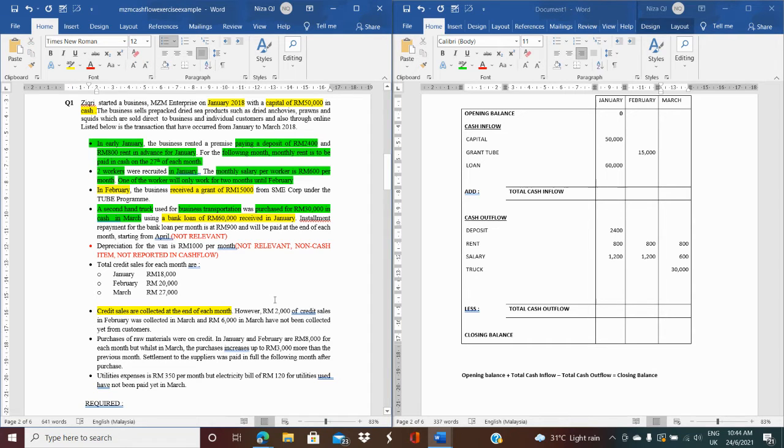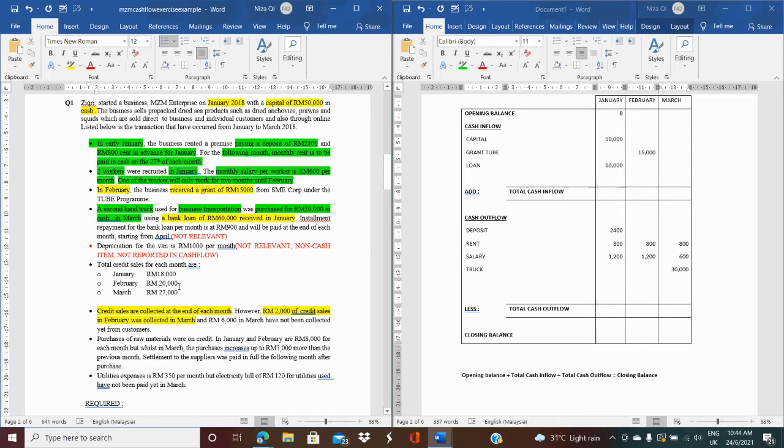However, there's another condition. However, 2,000 of credit sales in February was collected in March. So you have to be careful about this. Although the sales will usually be collected at the end of each month, in February the whole amount of the credit sale will not be collected, whereby 2,000 from 20,000 here will be collected in March.